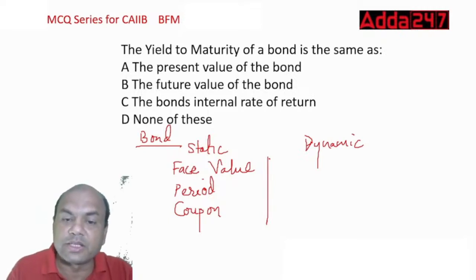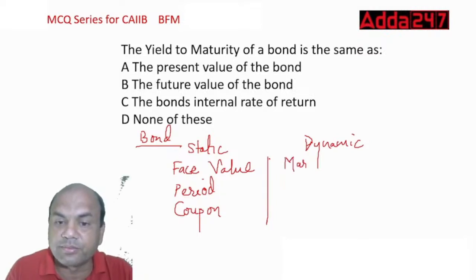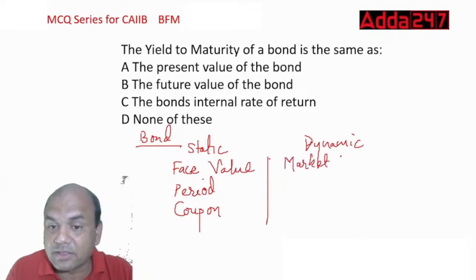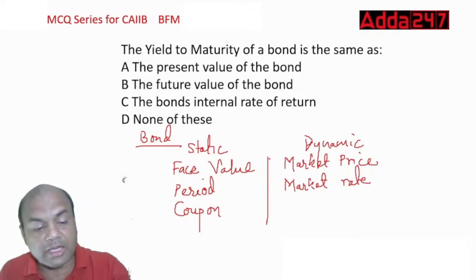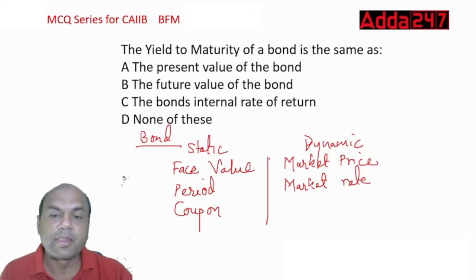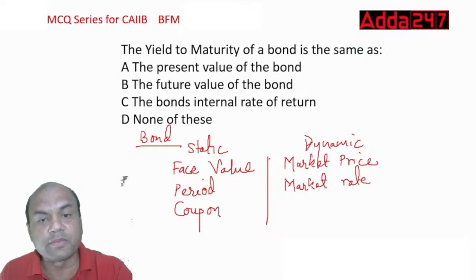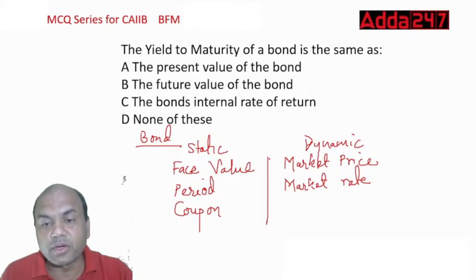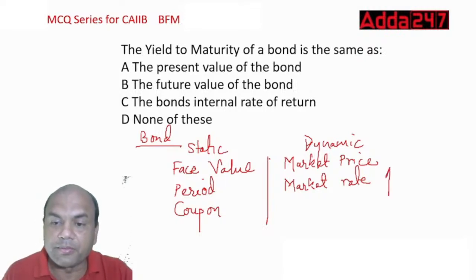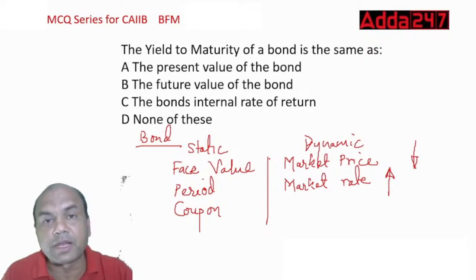Which are the dynamic ones then? First one is market price, the price of the bond. And second one is market rate. Both are market. So these 2 are dynamic. Now what do you mean by dynamic? Dynamic means both of them will change. Now there is a rule to this. If the market rate goes up, the price will go down. If market rate goes up, the price will go down.